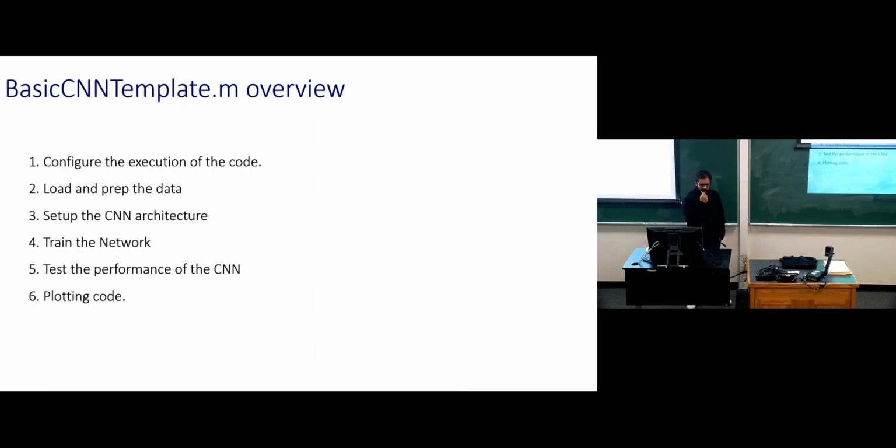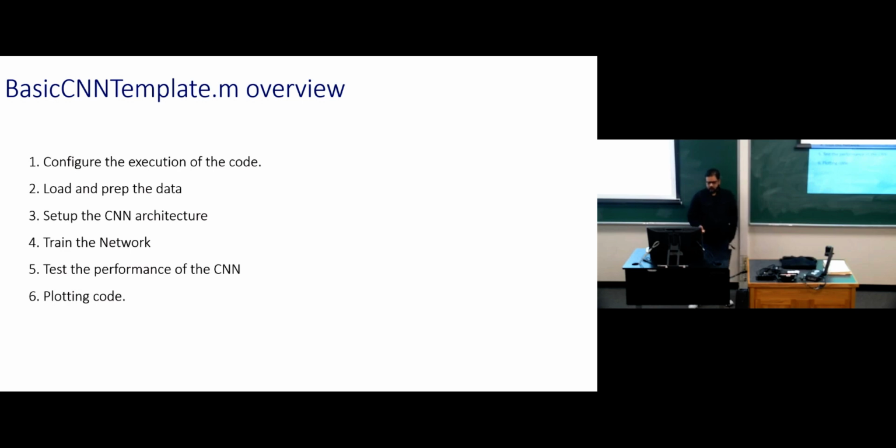Then the code which is provided is called basic CNN template. It's a single MATLAB script which does all of what is needed to do in this assignment. In particular, it does 6 different things, starting from some high-level control variables that I'll show you in a bit that will control the execution of the entire script. Because based on certain flag values, some things will occur and some will not. That's how this code has been structured.